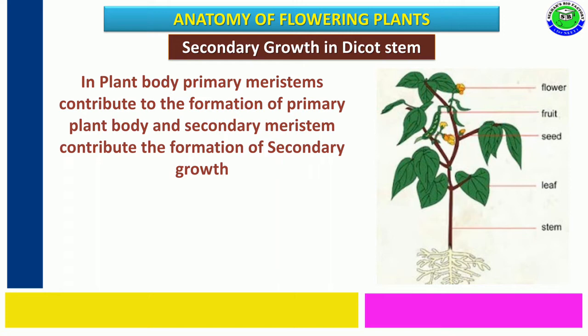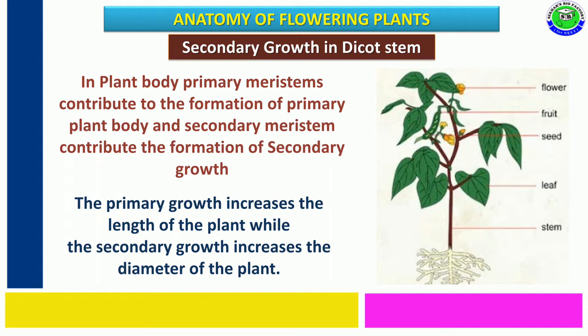In this, the primary meristematic tissue contributes to the formation of the primary plant body with roots, stem and leaves. Along with that, the secondary meristematic tissue contributes to the formation of secondary growth during growth and development. The primary growth generally helps to increase the length of the plant body, but secondary growth helps to increase the diameter or width of the main stem.